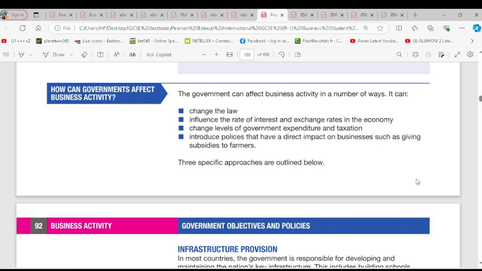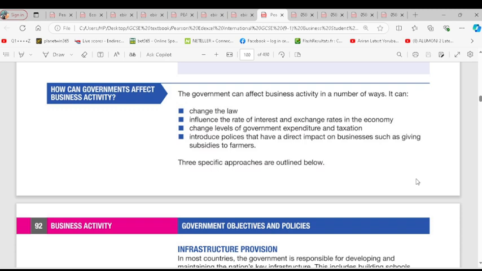Like I told you, if the interest rate is increasing, the price of borrowing becomes expensive. Businesses will not be able to borrow, and that might reduce their investment. If the exchange rate is rising, exporters will find it difficult to sell. Importers will be better off. So these are ways in which government affects business activity. Is it clear?